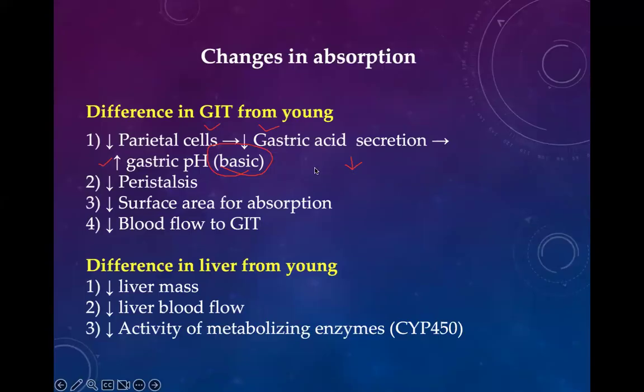The gastric pH should be acidic. But in a person with a decrease in parietal cells, there is a decrease in gastric acid secretion and the pH becomes basic. So this is not good for the acidic drug because an acidic drug requires an acidic environment to dissolve. Second one is decrease in the peristalsis movement.